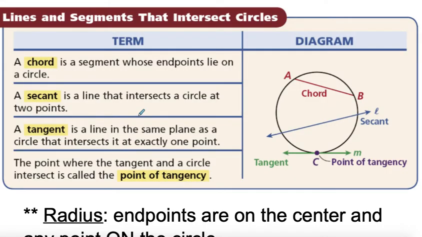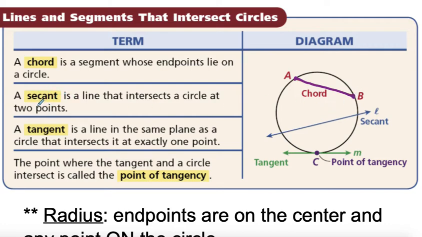And so there are some different lines and segments that we get when we intersect them with these circles. The first one is a chord, and that's a segment whose endpoints lie on a circle. So we see that here, this chord. It's a segment, so it's not continuing on forever. The endpoints are on the circle.